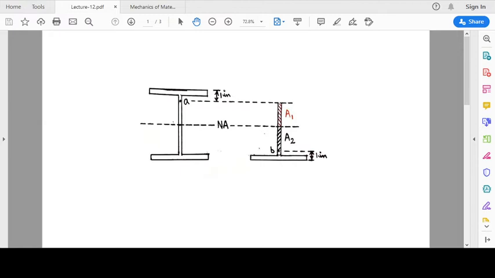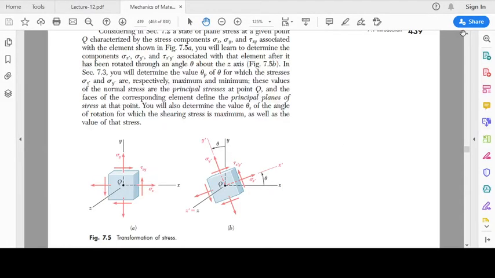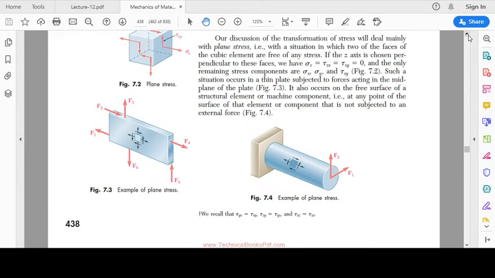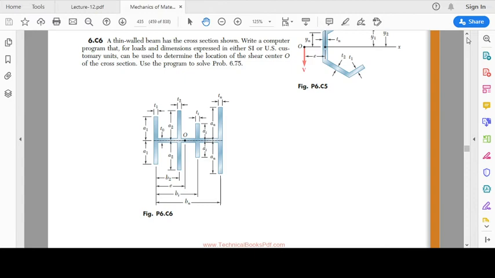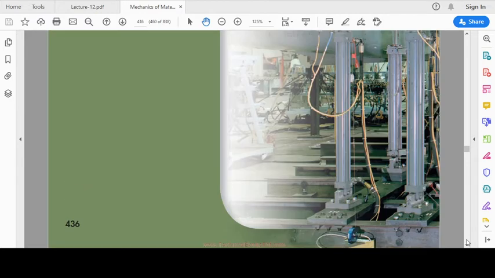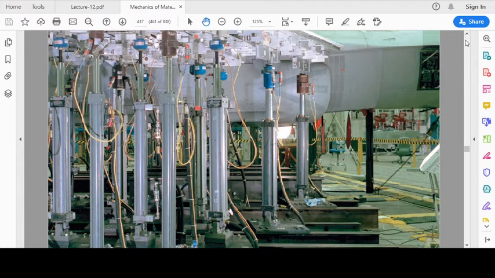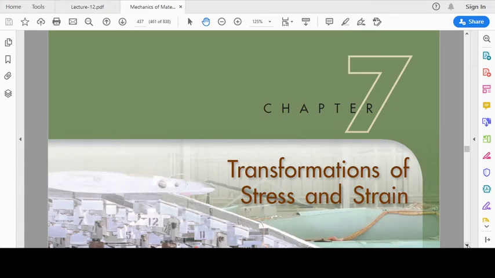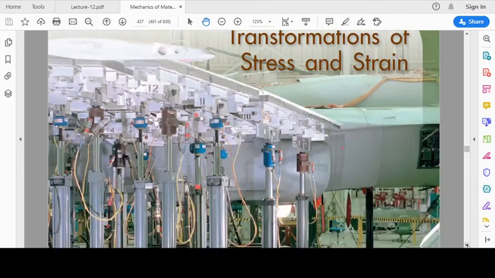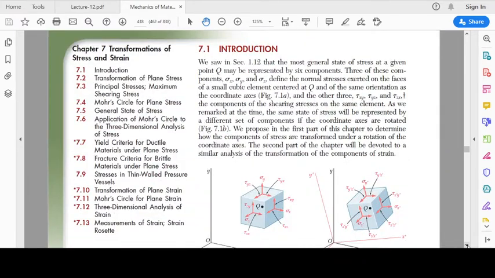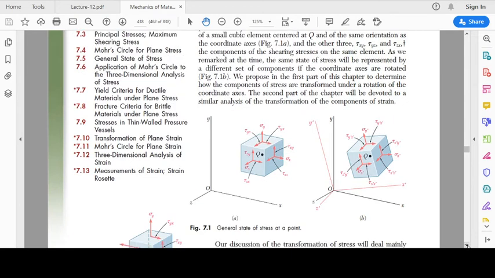Now we go to chapter 7 of the book. This is chapter 7, transformation of stress into strain. So we are going to transform the stresses from the planes on which we know the stresses, and then we are going to find the stresses on other planes.